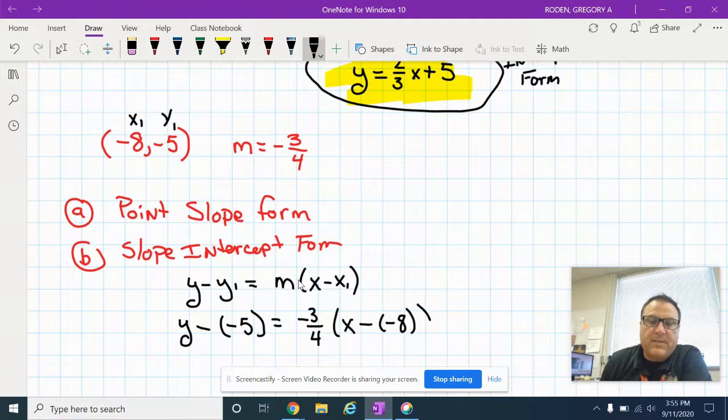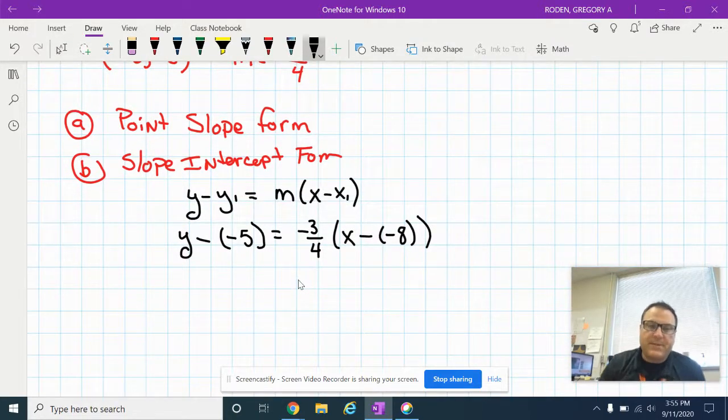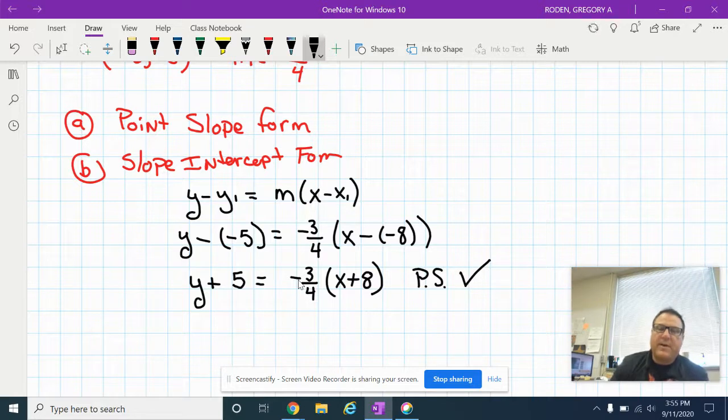Now, we always want to simplify this as much as we possibly can. So let's go down a little bit. And so here we go. When we have a minus and a negative, that becomes a plus. So we have y plus 5 equals -3/4 times, well, minus and a negative again is plus, so now it's just x plus 8. And this is PS, point slope. You're done, okay?